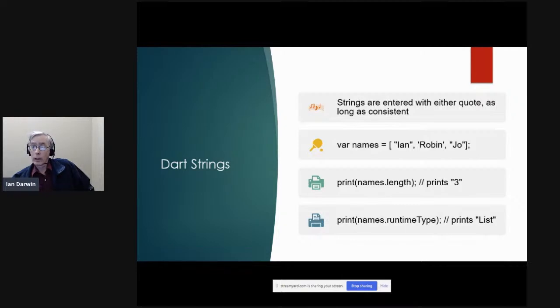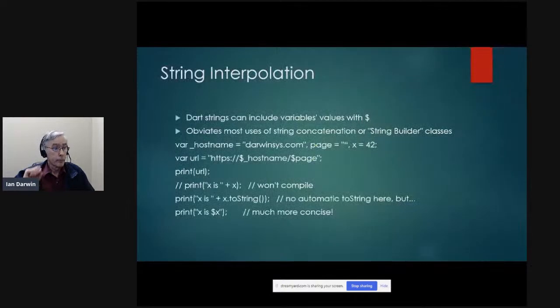Print names.length is going to print the number 3 because there's 3 elements in it. Print names.runtimeType, that's a built-in field, and it's going to print that it's a list. And one of the really cool things is string interpolation, where in a string, you can include variable values with a $ sign. And that eliminates a great deal of complexity. No need for string builder, no need for printf, because there's no need for string concatenation most of the time, because we just use interpolation.